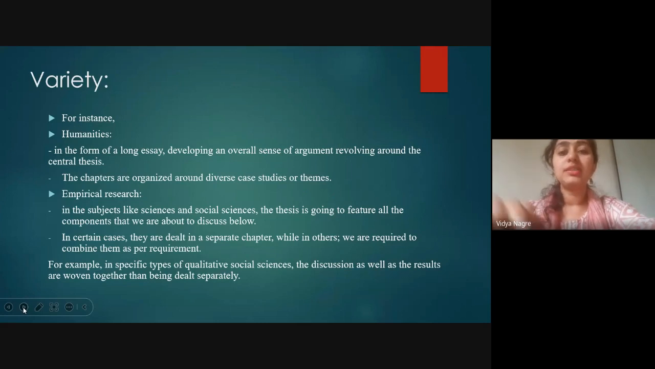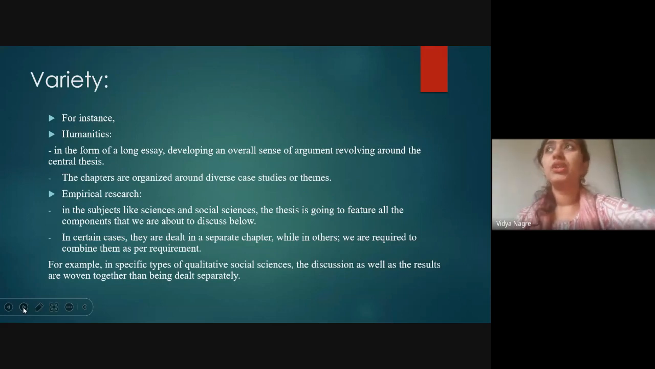And now, it may contain certain, just a second. In specific types of qualitative social sciences, the discussion as well as the results are woven together rather than being dealt with separately. But in some studies, the research section is not included altogether.